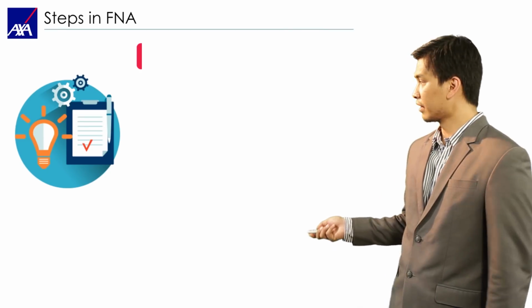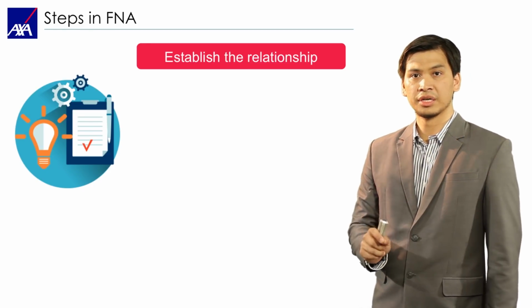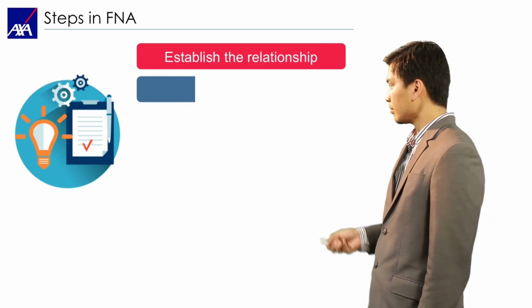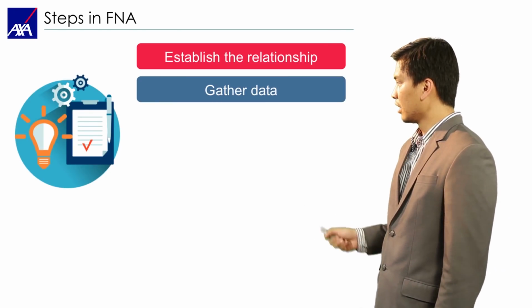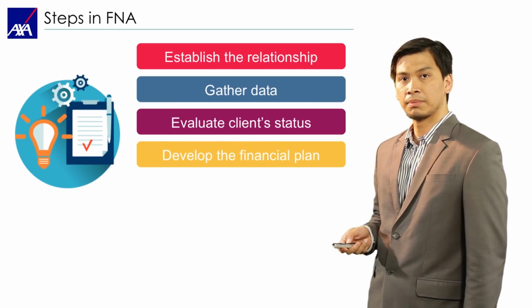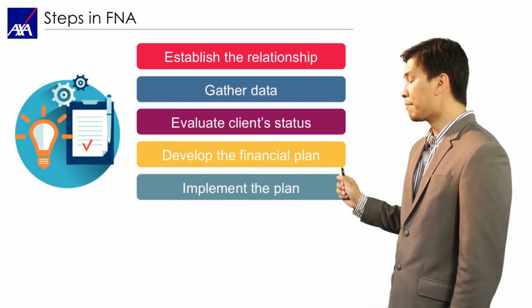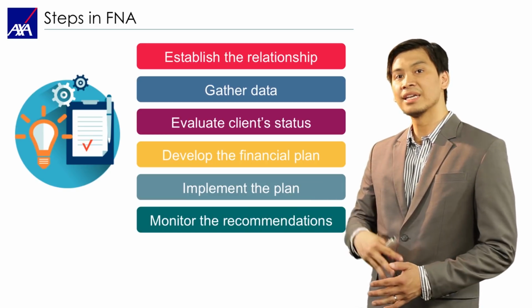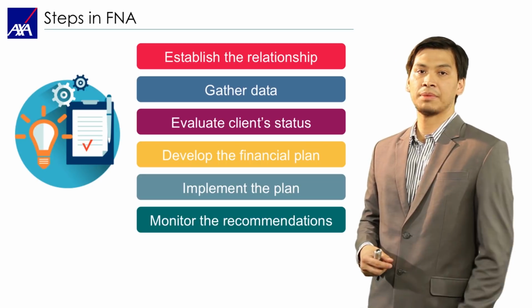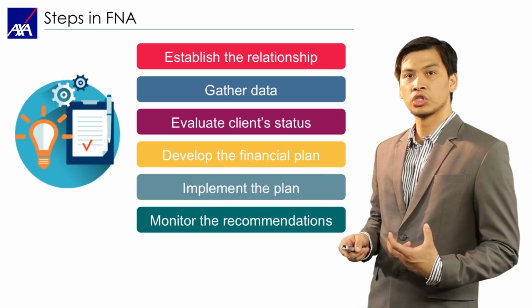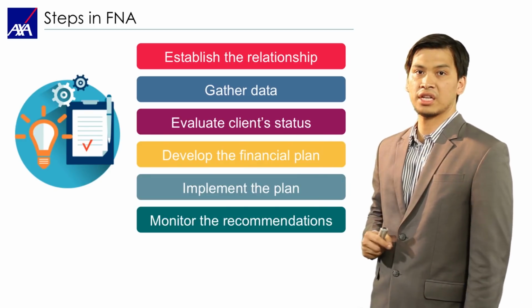Now, the steps of a good FNA involve the following. First, you establish the relationship. This should always be the beginning of a financial planning meeting. Next, you gather data. You evaluate the client status. You develop the financial plan. You implement this plan and you monitor the recommendations. Again, it's a dynamic process. It does not happen one time. And when you look at these steps, you will see that our AXA solutions include all the steps.